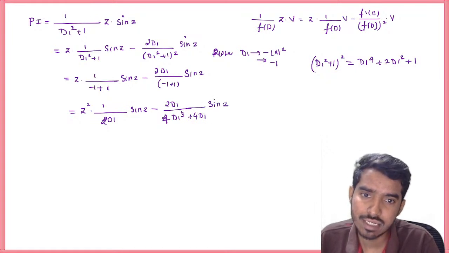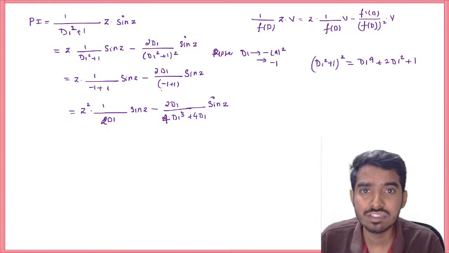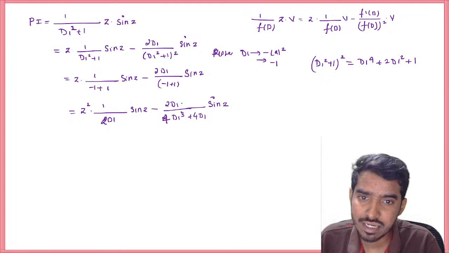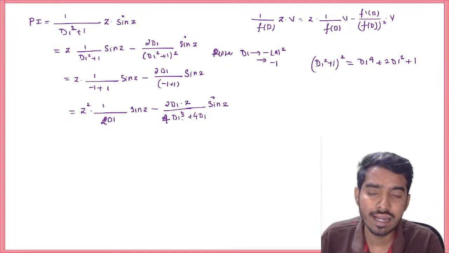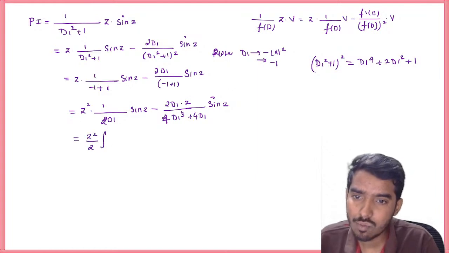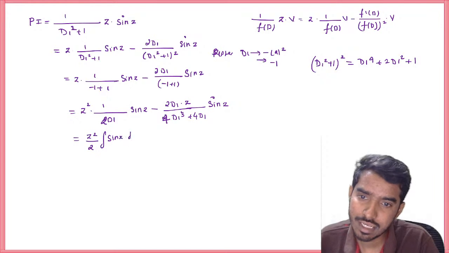4D1 of sin z. See, if the denominator is 0, you have to multiply by z and differentiate the denominator, right? Let us multiply by z here. So multiplying by z and differentiating the denominator, we will have z squared by 2, 1 by D1 of this integration, right?